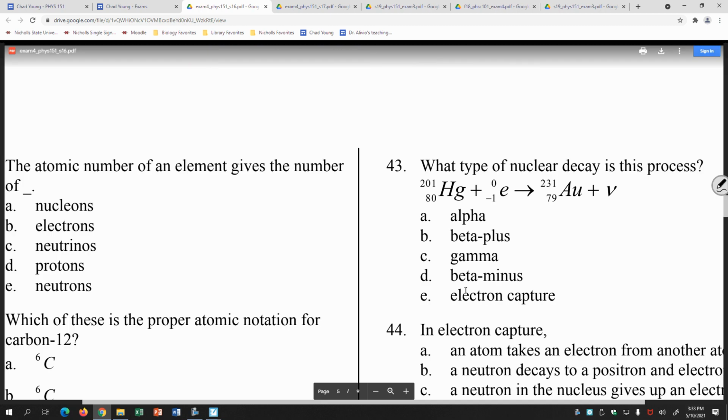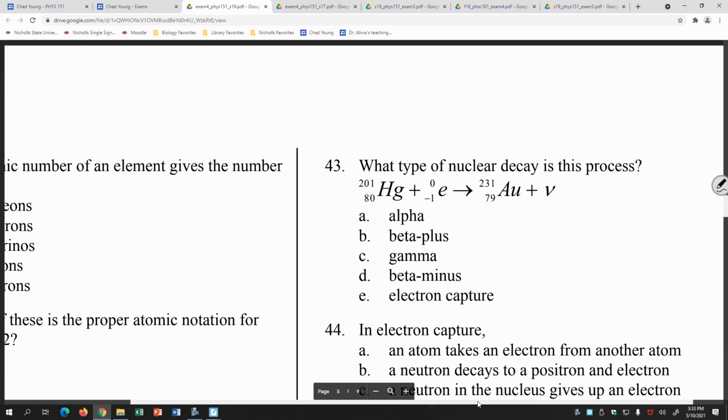So you'll see several types of questions, and there'll be a lot like these. For example, this one, number 43: just what type of nuclear decay is this? Right away, I can tell that this is electron capture. The reason is I have this beta minus particle. Really, it's an electron, right? Because it's actually taking this electron from the inner shells of the atom. It's taking it in, and it actually absorbs it into the nucleus.